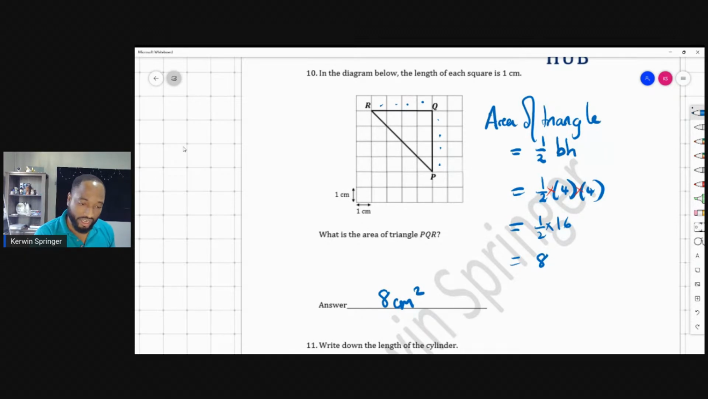Another way to do it is to envision that this is part of a square. And everybody knows that the area of a square is side by side. So 4 by 4, but it's actually half of the square.